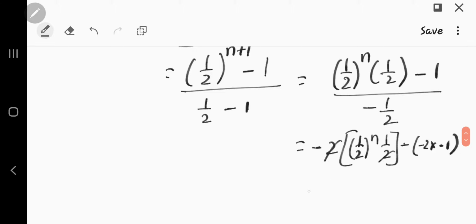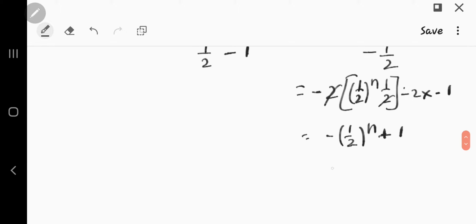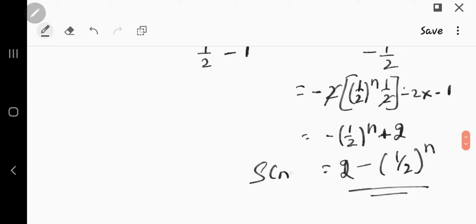So you can cancel this. So you will remain with minus 1 by 2 to the power of n, and minus into minus becomes plus here. Okay, I think I will directly write this one like minus 2 into minus 1. That becomes plus 1. So if you simplify this, you will get 2 into 2, right? 2 minus 1 by 2 to the power of n. So this is what you are going to get for this.